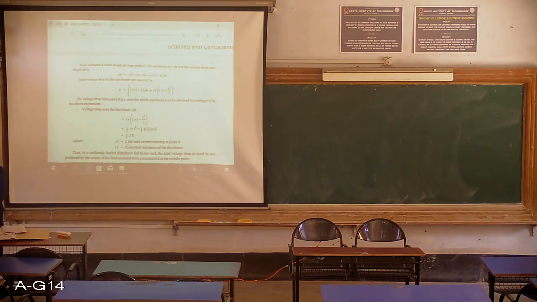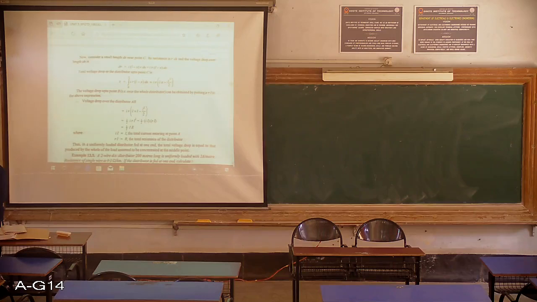Here, small i into L is equal to capital I, the total current entering at point A, and small r into the entire length L is capital R, the total resistance of the distributor. So for a uniformly loaded distributor fed at one end, the total voltage drop is equal to that produced by the entire load assumed to be concentrated at the middle point. So you get half into I into R. The calculations associated are very simple.